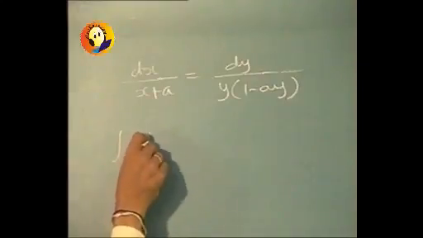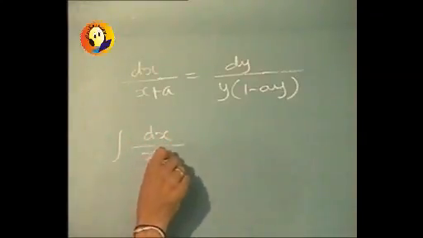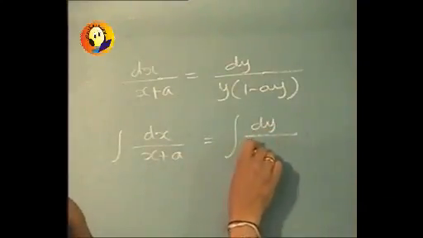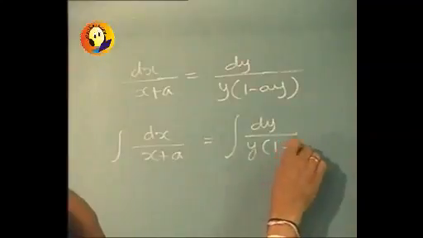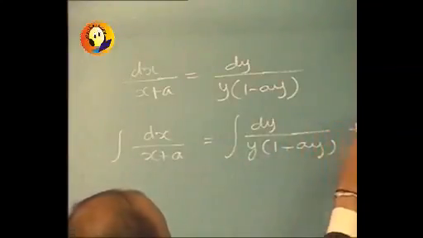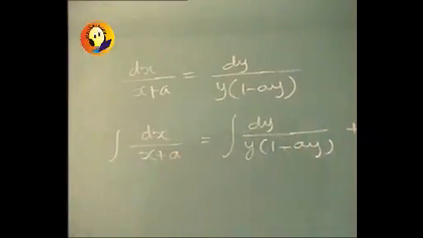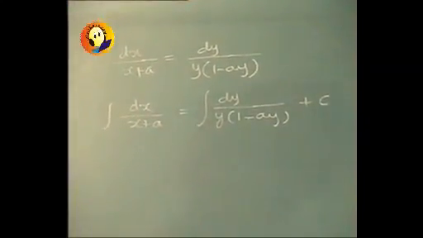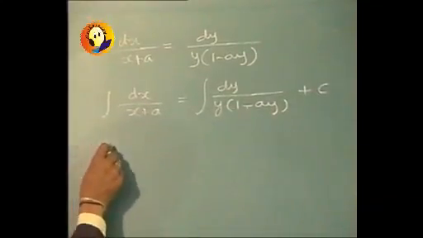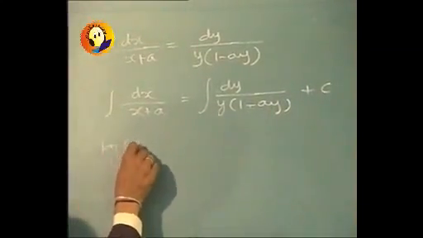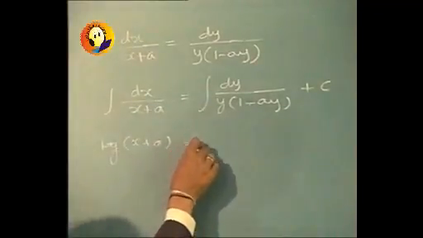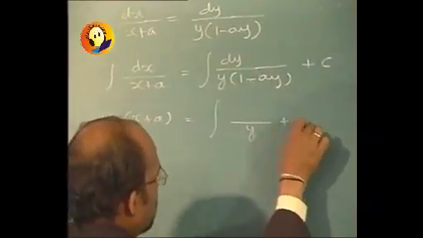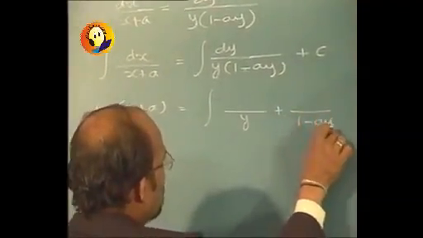In variable separable, we are required to integrate both sides, and there will be a constant of integration which will be introduced. It will be written as plus c. The left hand side is directly integrable, that is integral dx upon x plus a, denominator being single degree. We can very well integrate it and we get log of x plus a. Whereas on the right hand side, we will have to go for what is known as partial fractions. You will have to separate out the denominator.